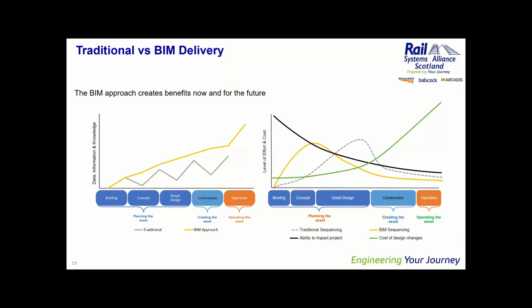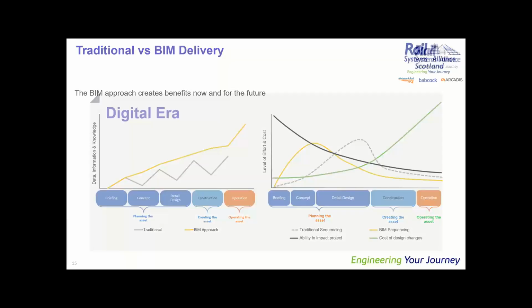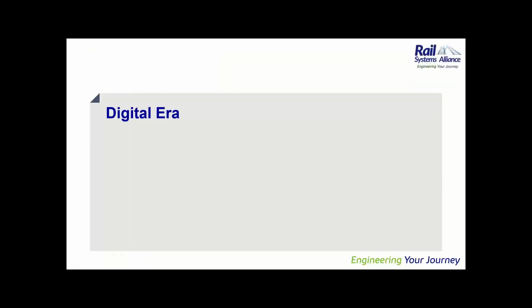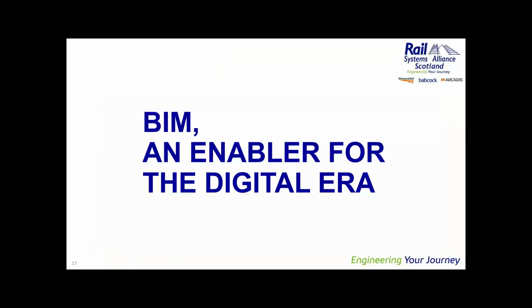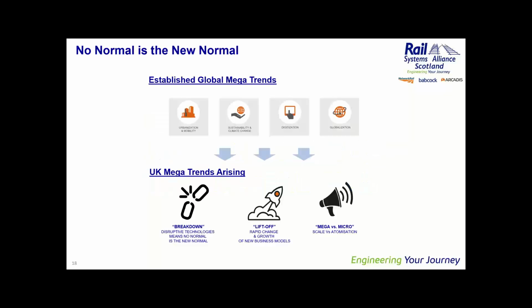Okay, so moving on to the digital era. BIM is an enabler for the digital era, and we've all heard about the digital era that we're moving into. This is the whole new digital world, and things are going to move faster, and no normal is the new normal. So we need to consider global megatrends: urbanization, mobility, sustainability, climate change, digitization, globalization. Global megatrends are feeding the UK trends.